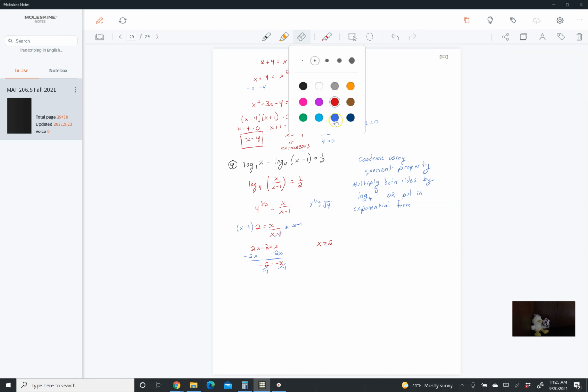And we can check for extraneous solutions. We go to the original argument: 2 is greater than 0, and 2 minus 1 is greater than 0. So x equals 2 is a solution. Okay, let's do one last one.